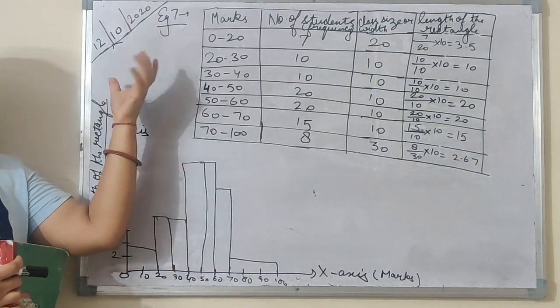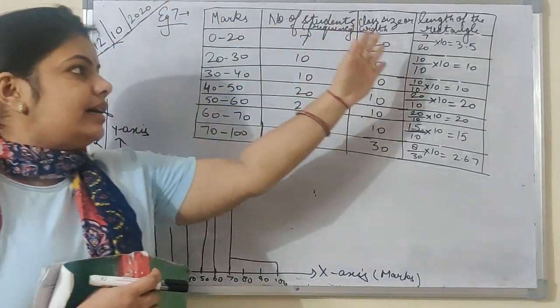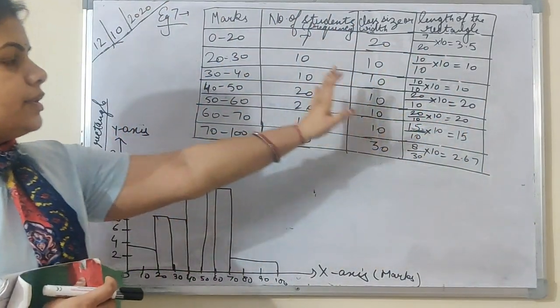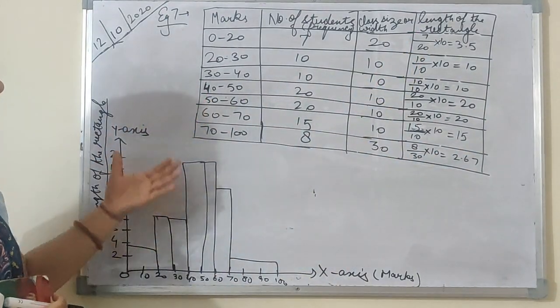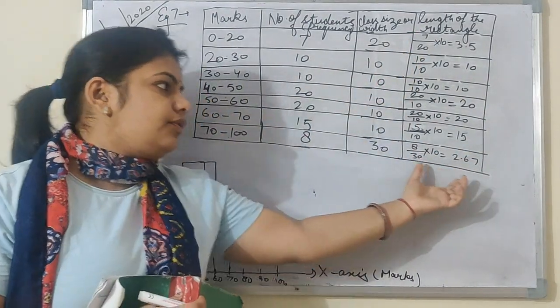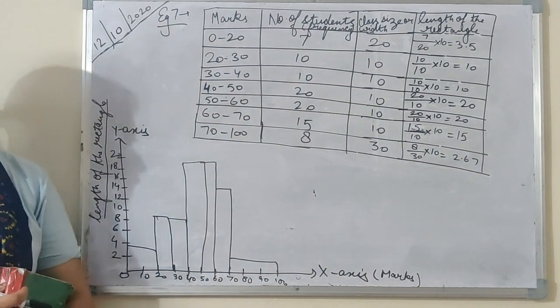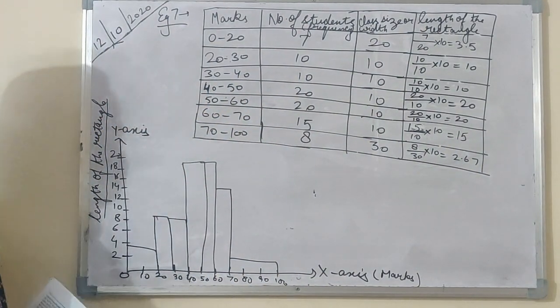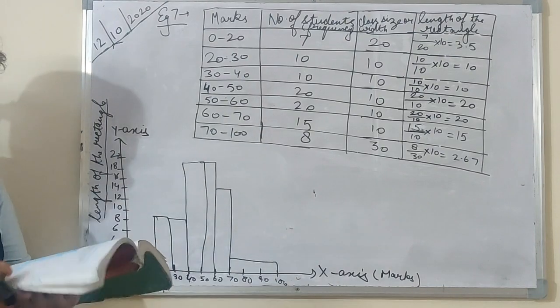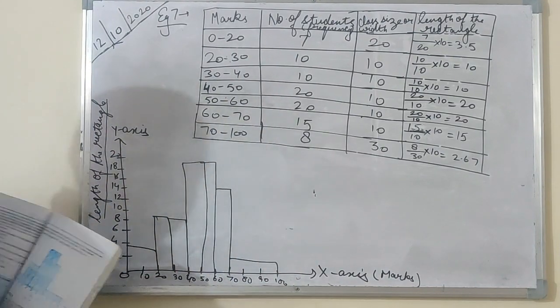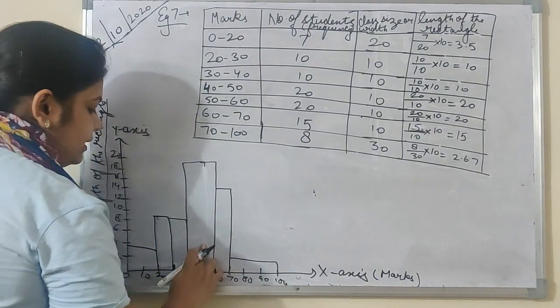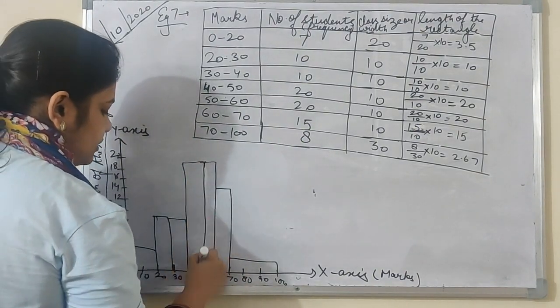First of all, we will find the new table in which we will involve our length of the rectangle and class size, because with the help of class size only we will be able to find the length of the rectangle. Then with the help of marks and length of rectangle, we will be making our graph. Students, please do it side by side. If there is any doubt, then you can take it afterwards. Then after that, why is there a need for making this?